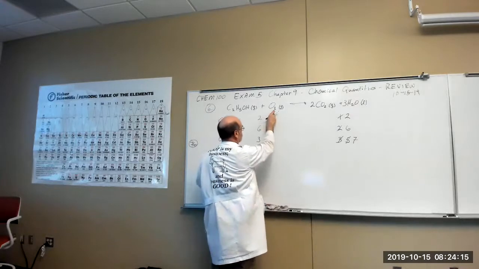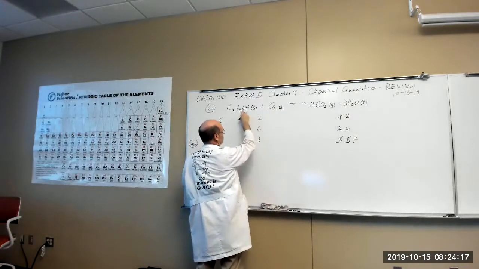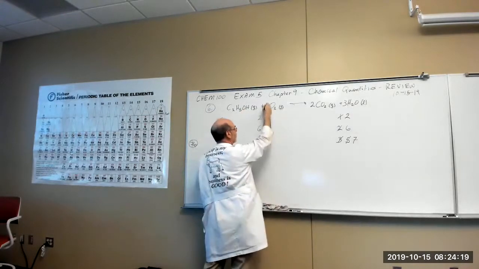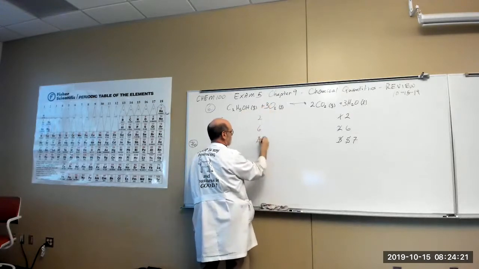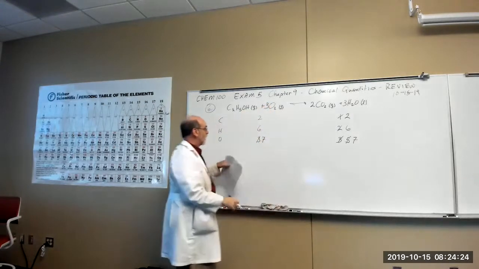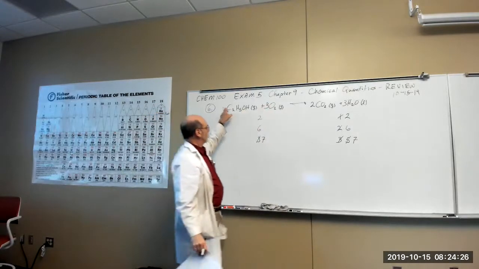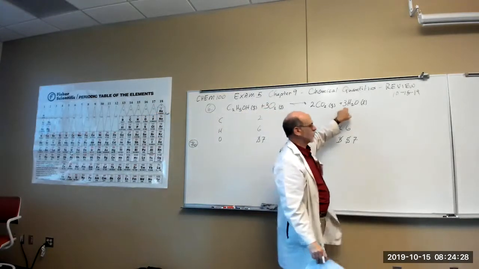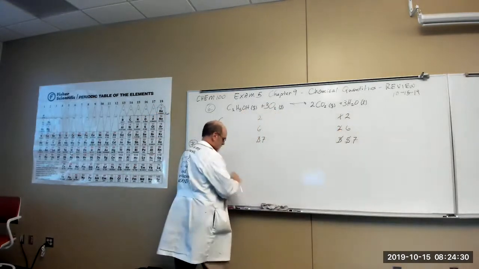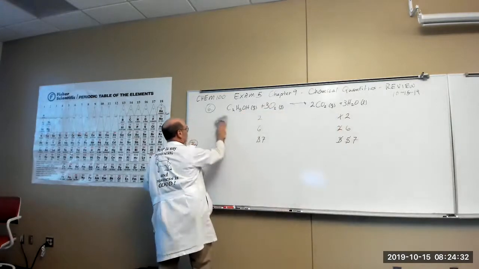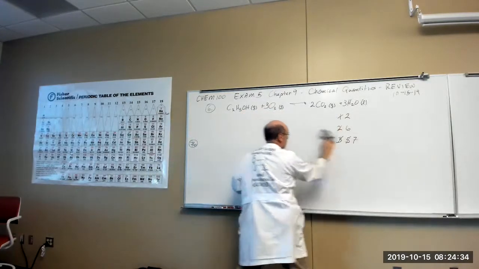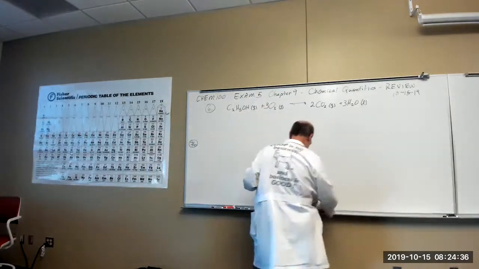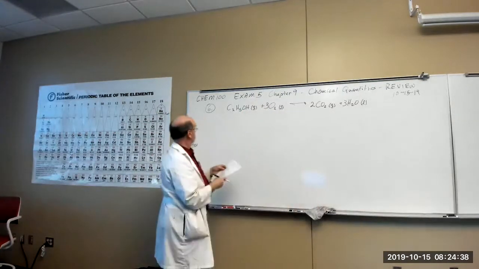Okay, if we put a 3 there, that makes 6, plus 1 is 7. Okay, now we're balanced. 1, 3, 2, and 3. All right, now that we've got a balanced equation, we can look at the other information that's given.